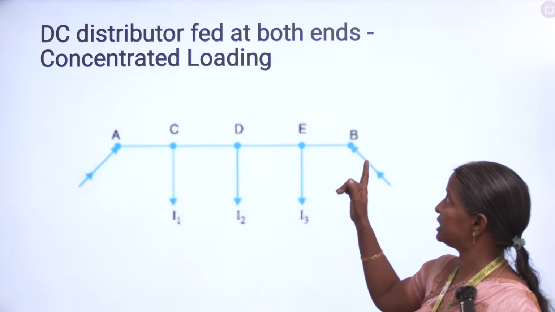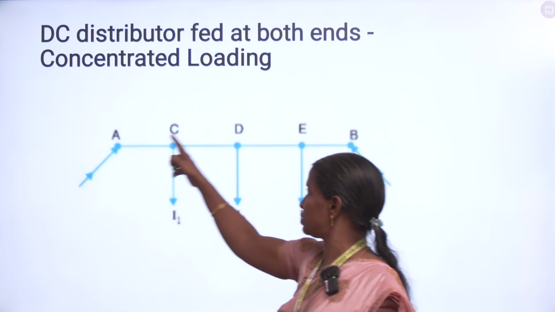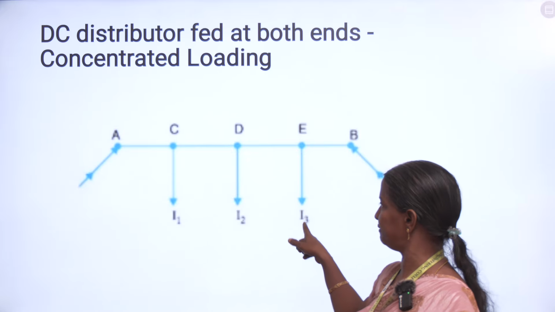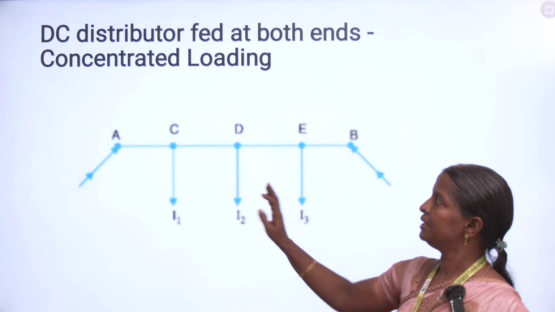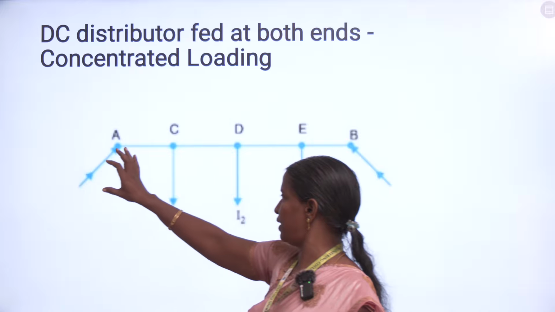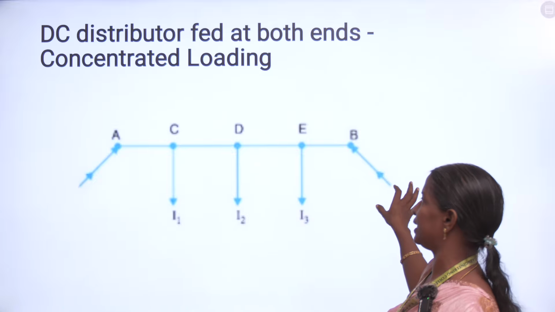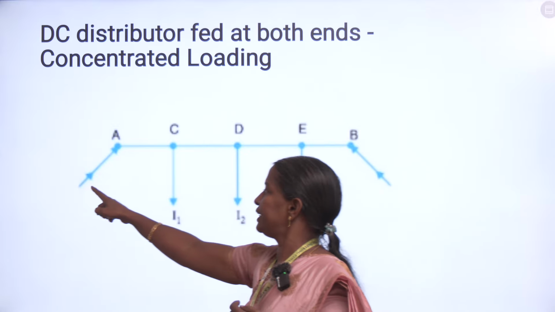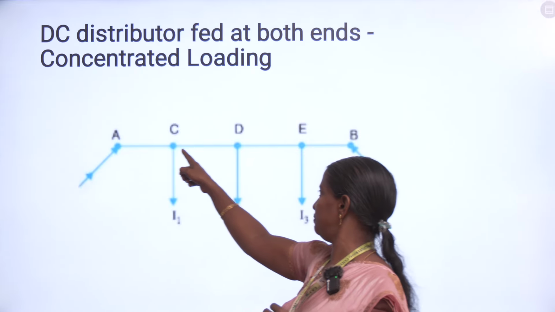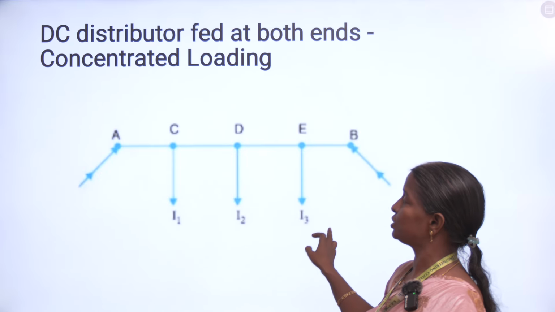And the next one is the DC distributor fed at both the ends with concentrated loading. That is, if you have a DC distributor AB, you can take so many load points, the current values will be different and the distances will not be equal. It is called a DC distributor fed at both ends. It implies that one generating point will be connected here, and another generating station may be connected here. So you will have the voltage V1 here and the voltage V2 here, and the current will flow and be distributed. The current value may be different, and you can take so many points.